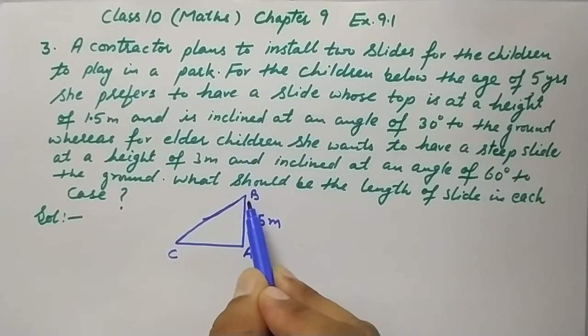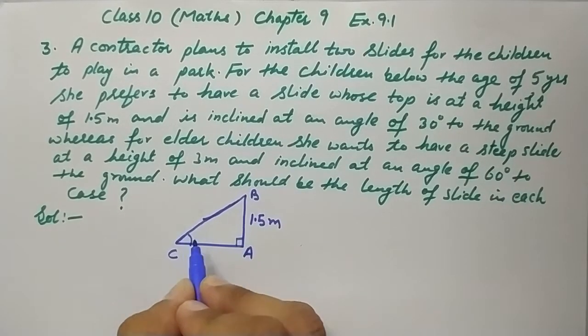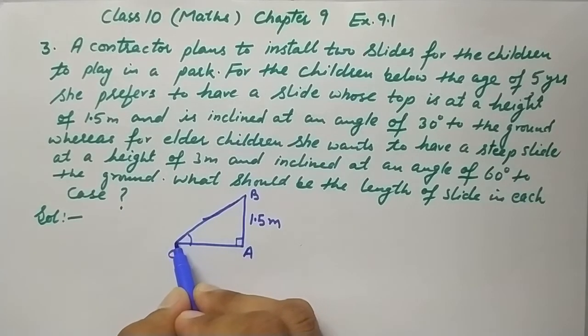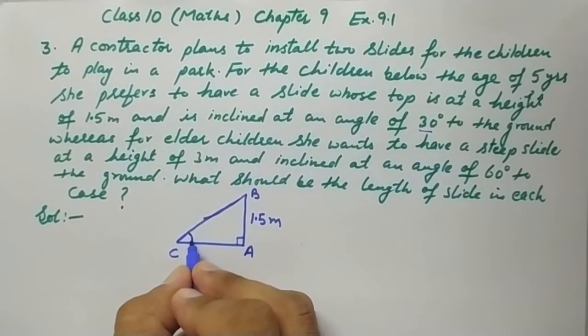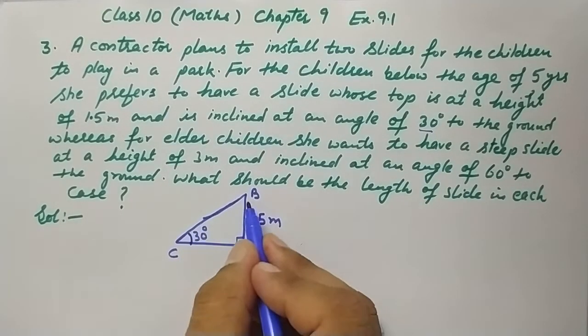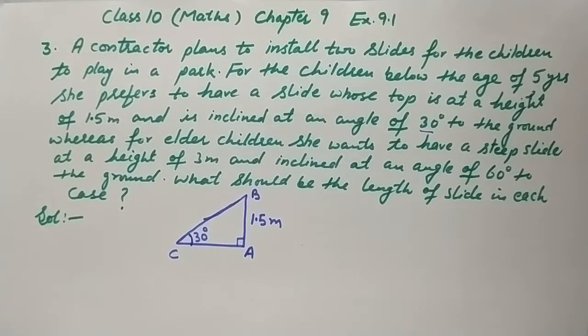So it's very easy. One length is given to us in the right angle triangle, and this angle is also given to us, that this slope, or you can say this slide, is inclined at an angle of 30 degrees to the ground. This is the inclination. Inclined means this angle is 30 degrees, given, right? So AB is given. We can find out BC by using T ratios, trigonometric ratios.